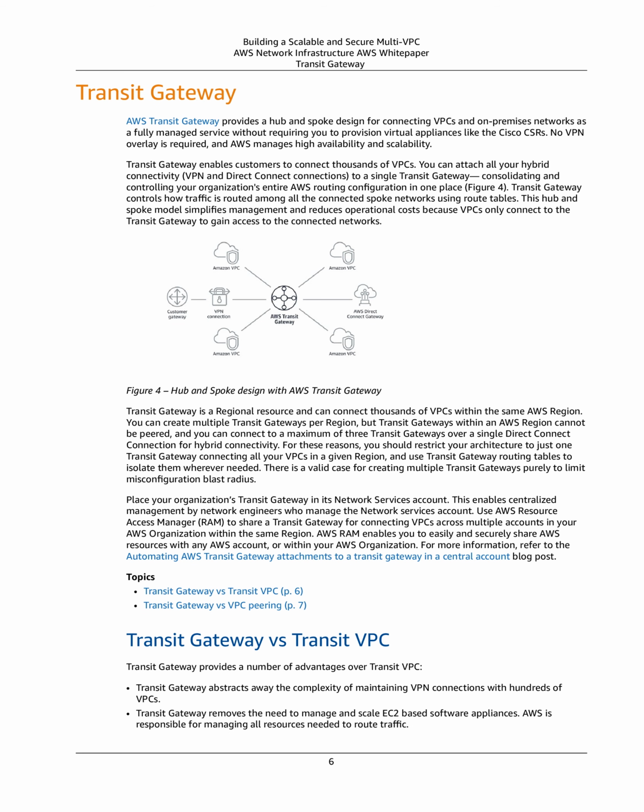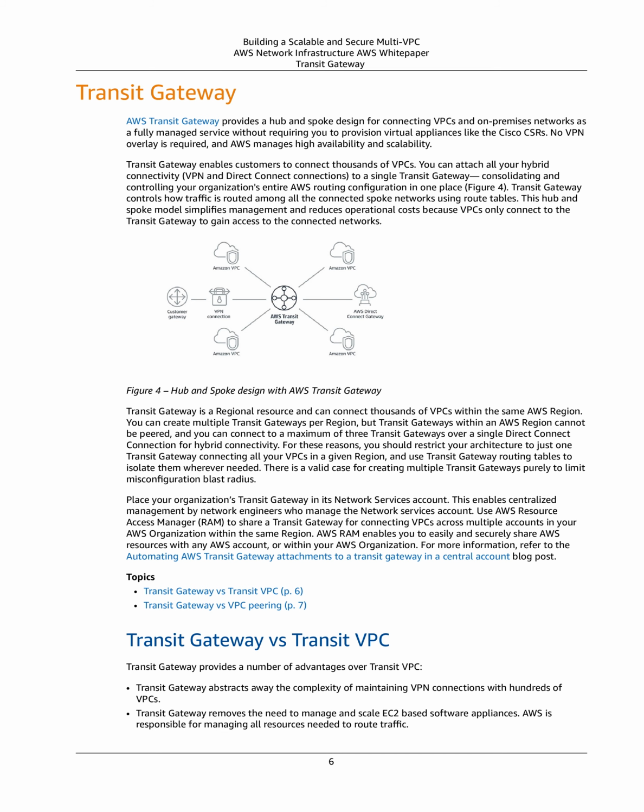Transit Gateway. AWS Transit Gateway provides a hub-and-spoke design for connecting VPCs and on-premises networks as a fully managed service without requiring you to provision virtual appliances like the Cisco CSRs. No VPN overlay is required, and AWS manages high availability and scalability. Transit Gateway enables customers to connect thousands of VPCs. You can attach all your hybrid connectivity, VPN and Direct Connect connections, to a single transit gateway, consolidating and controlling your organization's entire AWS routing configuration in one place.